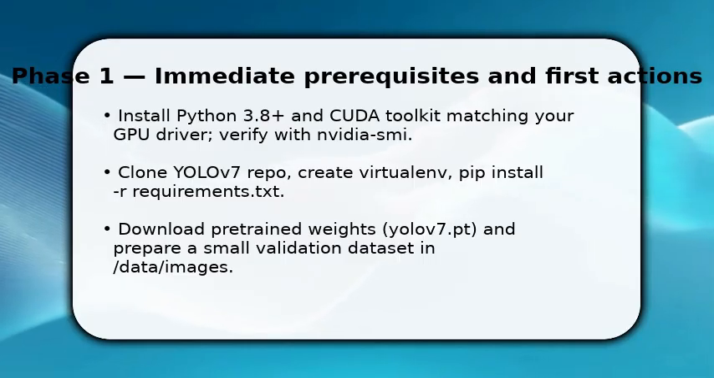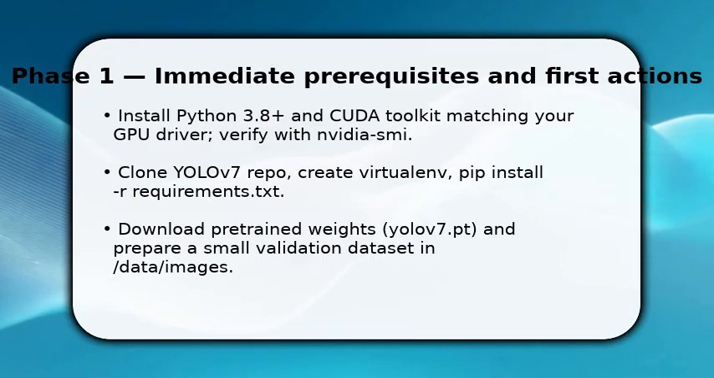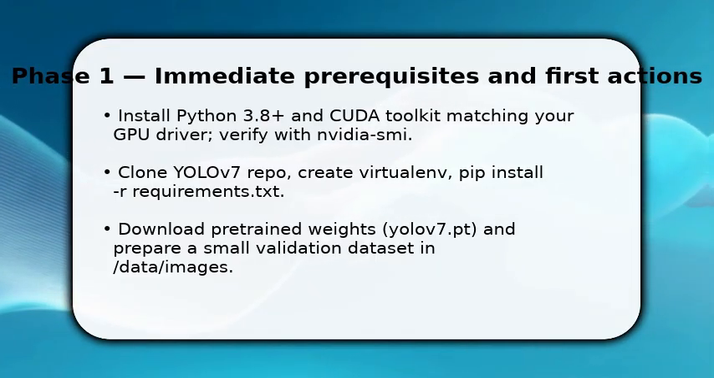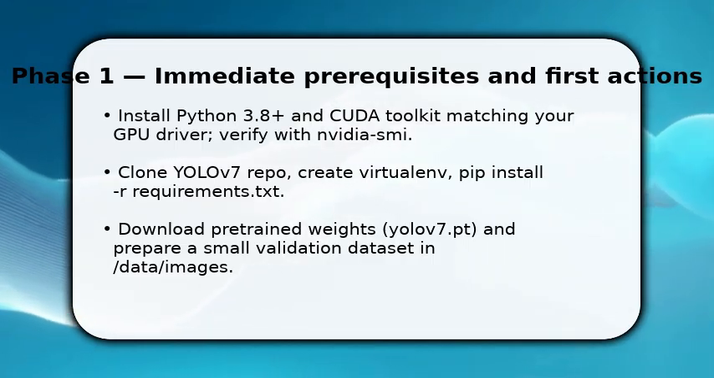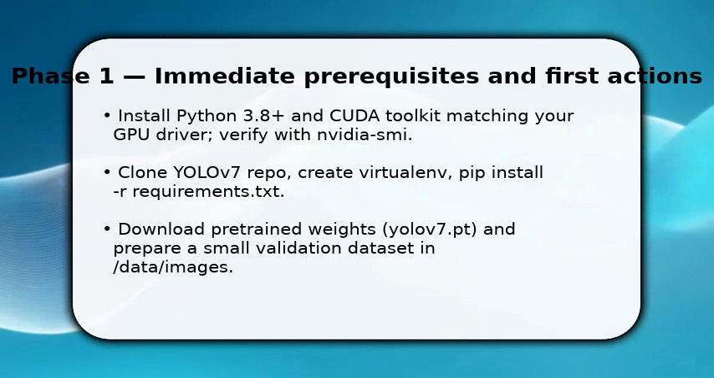You start by confirming the essentials: Python 3.8+, a CUDA-compatible GPU, and a working virtual environment. Once done, clone the YOLOv7 repo and activate your venv. Make sure to pip install -r requirements.txt so dependencies match. Next, download the yolov7.pt weights and place them in the project root.